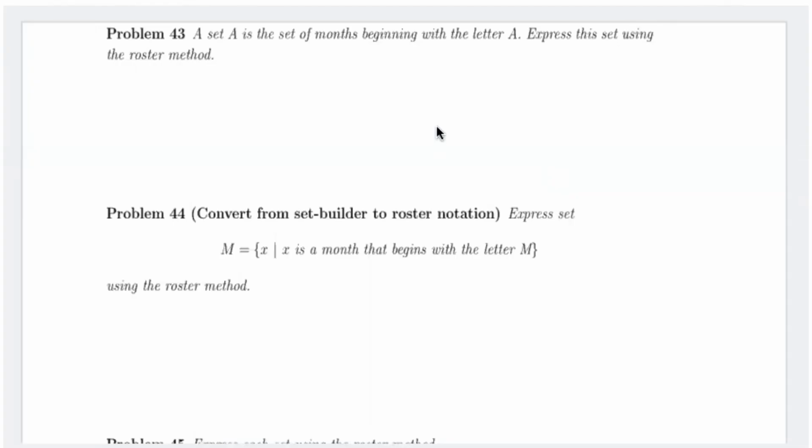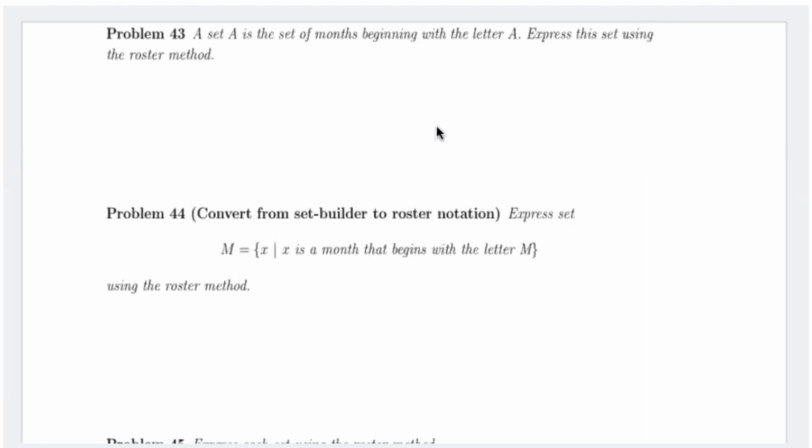Okay, so let me see. Are we able to do problem 43? Let's do it together. A is the set of months that begin with the letter A. Express this in roster method.